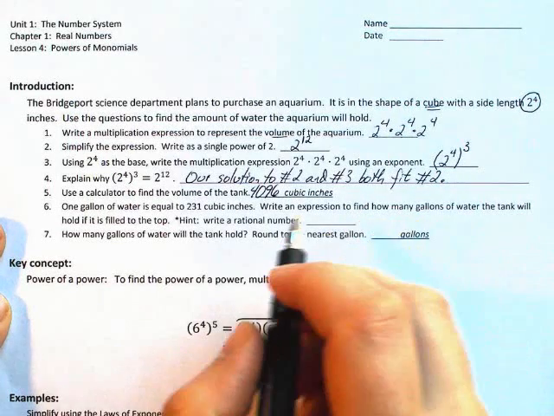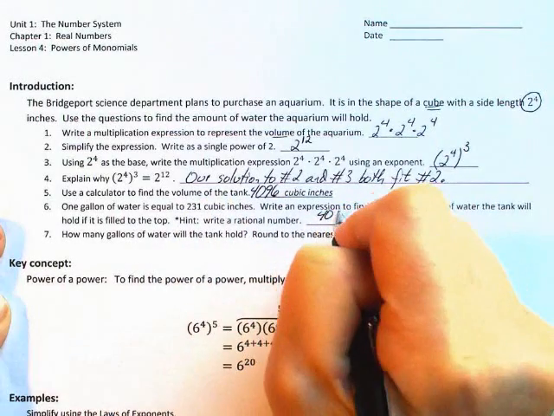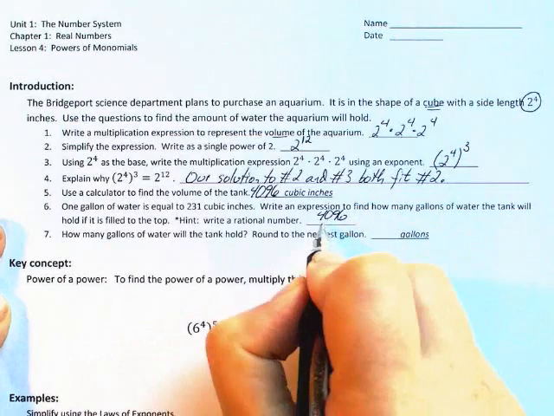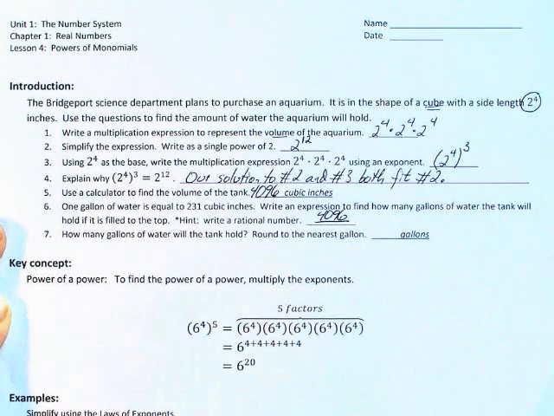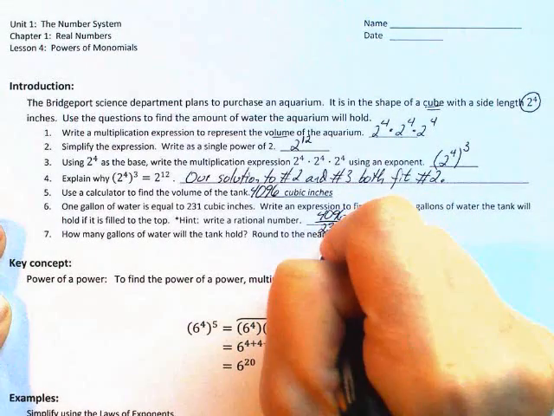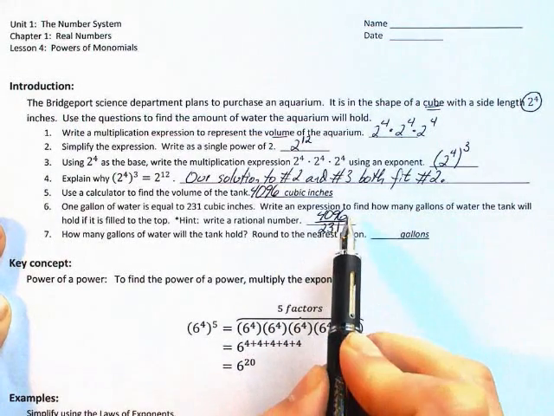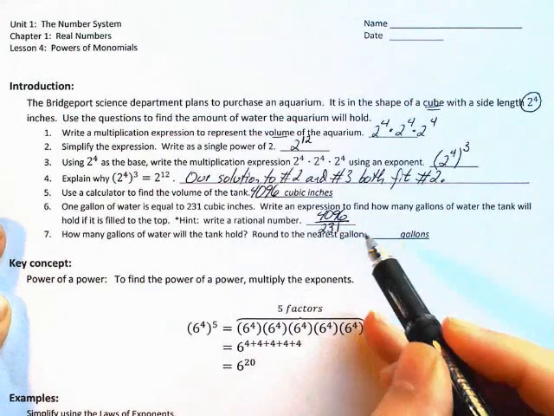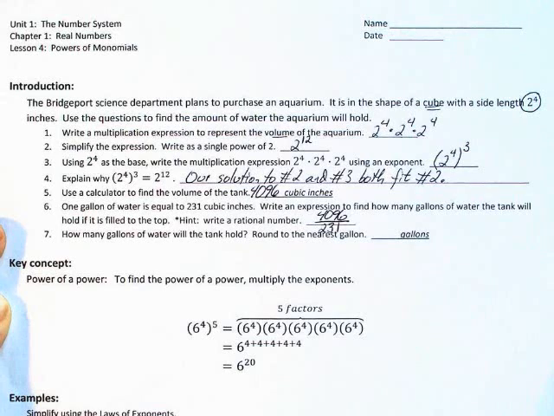So what we know is that the total volume of the tank is 4,096, and then we can use a division bar or a fraction bar, you might call that, and compare that to 231 cubic inches of space in each gallon. And so what we've done here is basically created not only a rational number, but a division expression that could be used to find how many gallons of water are in that tank.